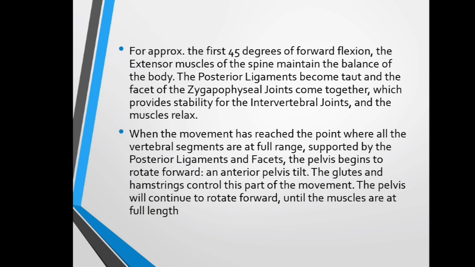For approximation, during the first 45 degrees of flexion, the extensor muscles maintain the balance. Posterior ligaments become taut and the facet or zygapophyseal joints come together and provide stability for the disc and the intervertebral joints, and then the muscles relax. When the movement reaches the point where all segments are at full range, supported by the posterior ligaments and facets, the pelvis begins to rotate forward. That is anterior pelvic tilt. The glutes and hamstrings control this movement, and the pelvis continues to rotate forward until the muscles are at full length.